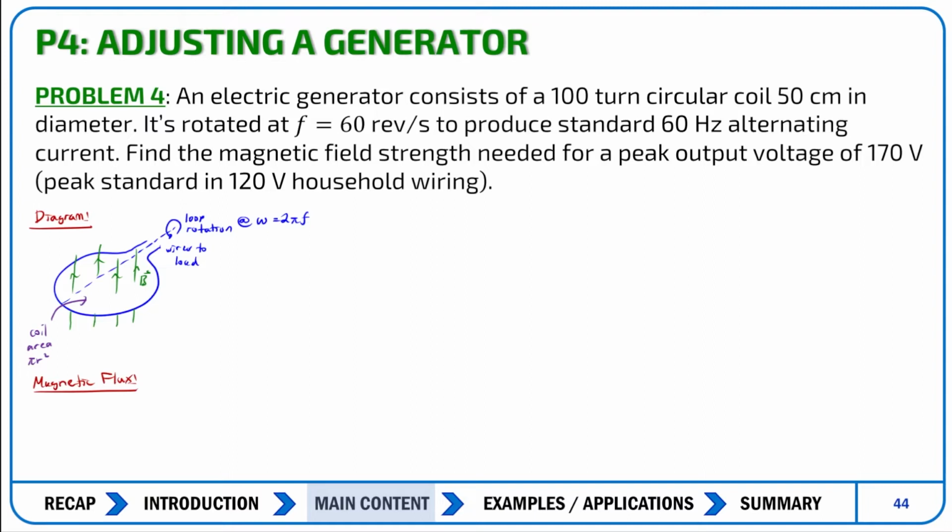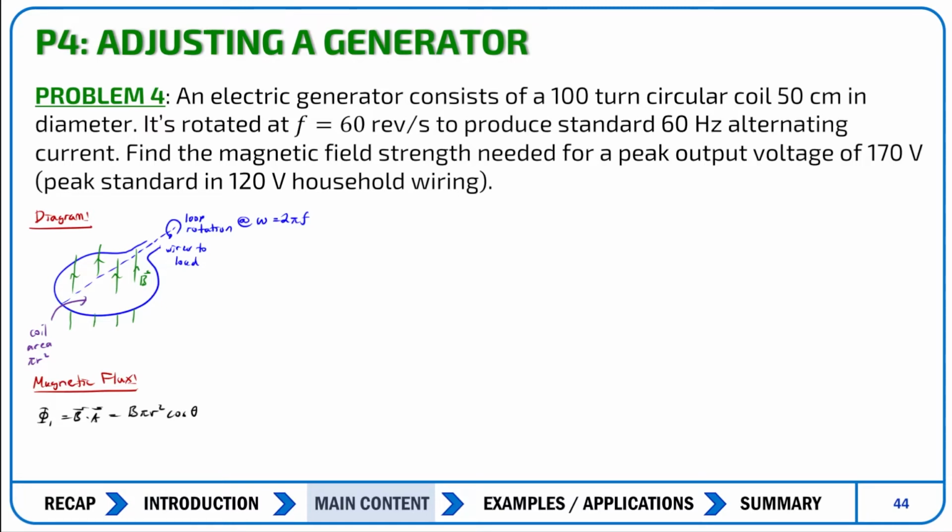We have a uniform field. There's a flat circular area. So that means the flux through one turn of the coil is given by, I'm just going to do flux 1 for one turn. It's equal to B dotted with A. And that's going to give us B times A cos theta. A is pi r squared, so we have B pi r squared cos theta.